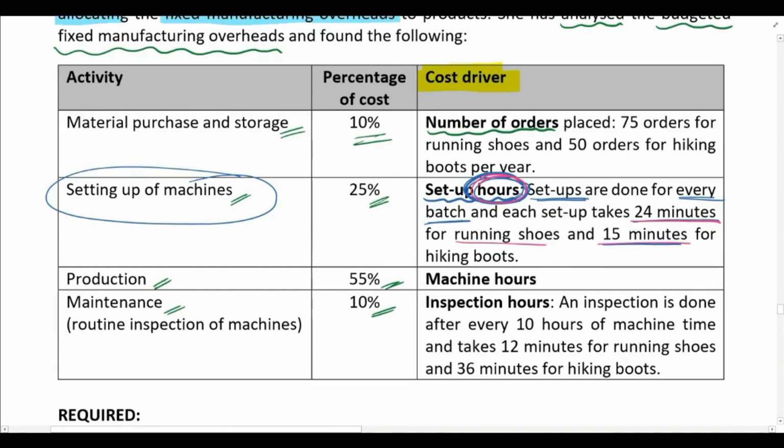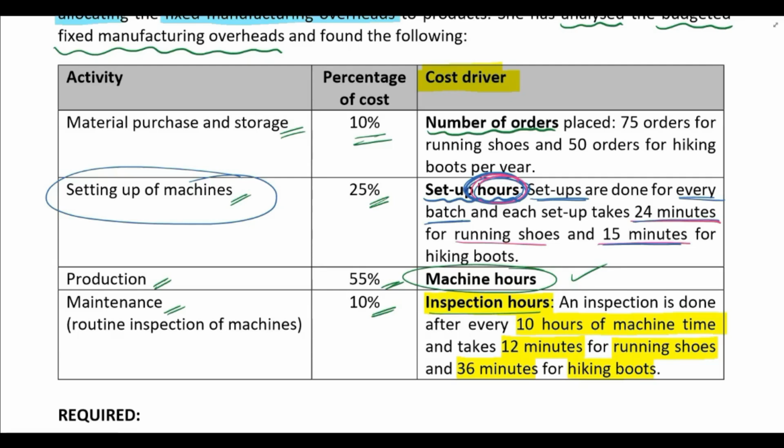Then for production, that's based on machine hours. We have already calculated the total number of machine hours for the year, so that calculation is already done. And for maintenance, we are going to use inspection hours. And now you need to be careful. We are told that an inspection is done after every 10 hours of machine time, and it takes 12 minutes for running shoes and 36 minutes for hiking boots. But again, we want inspection hours. Okay, so look at this one step at a time.